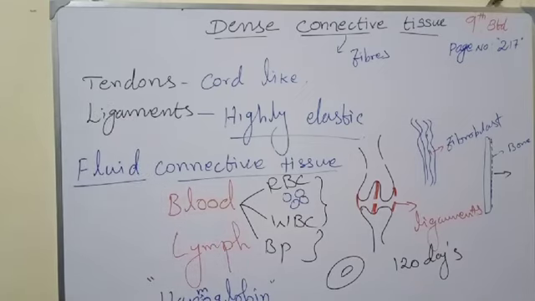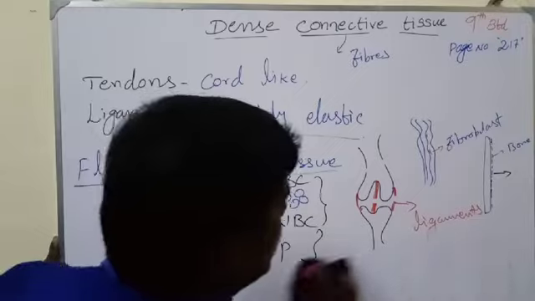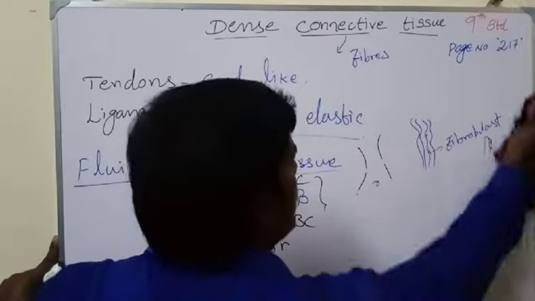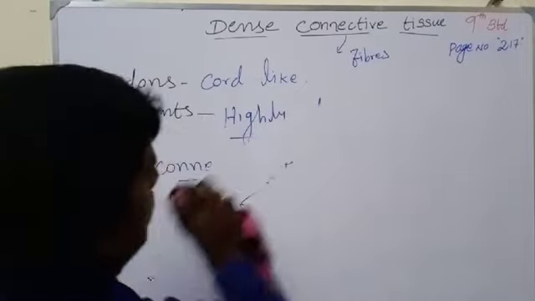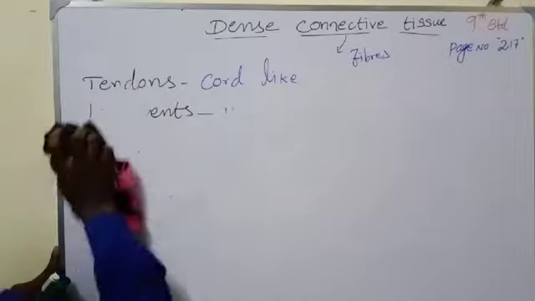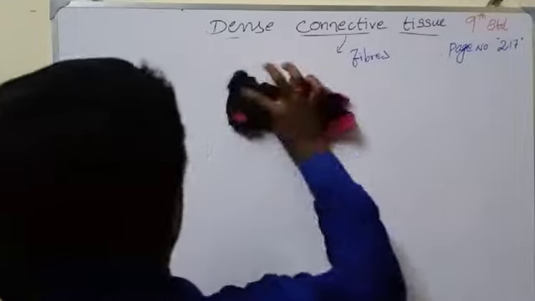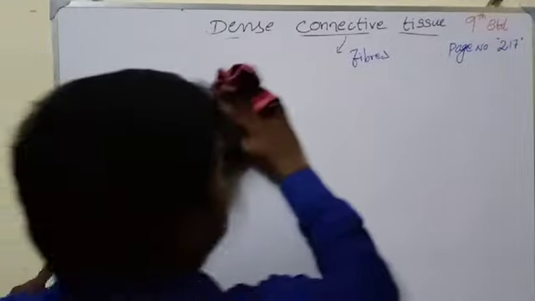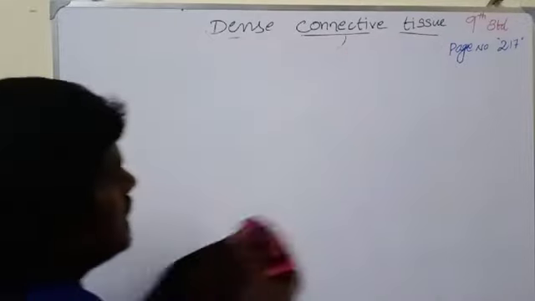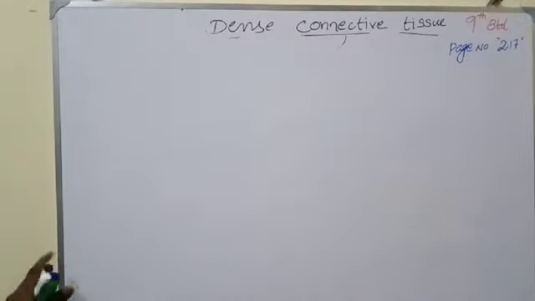And then the next one, WBC. The WBC's main responsibility is immunity. What is its main responsibility? Immunity. At the same time, WBC is otherwise called leukocytes.